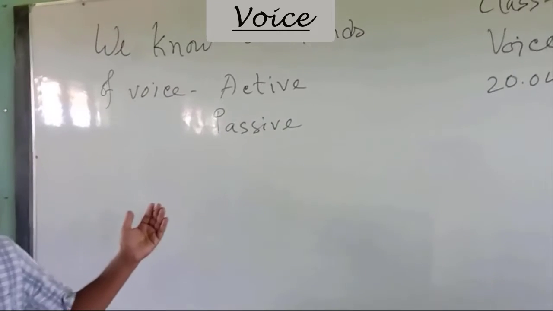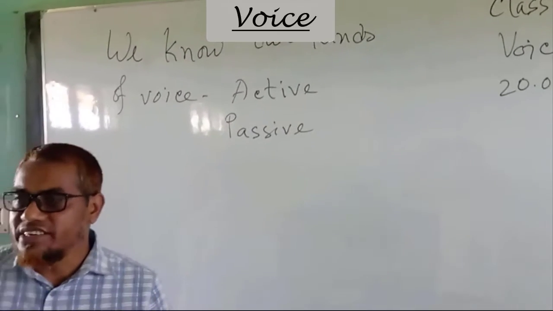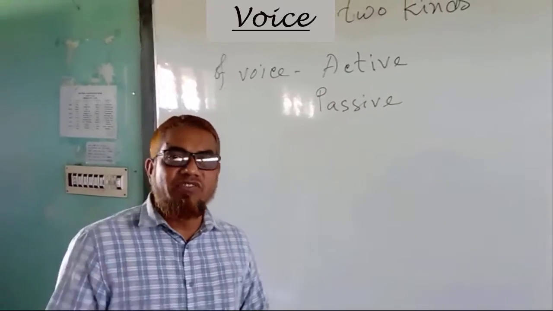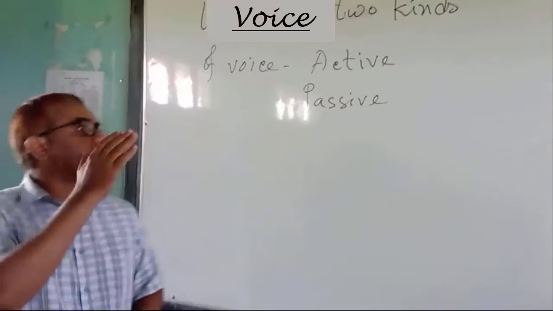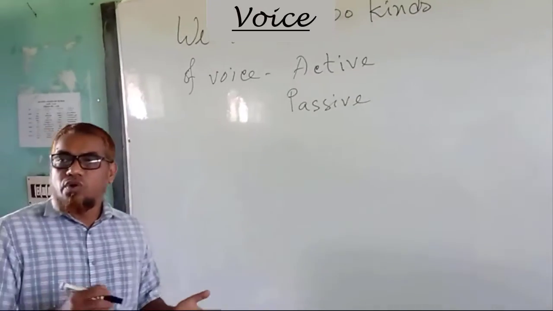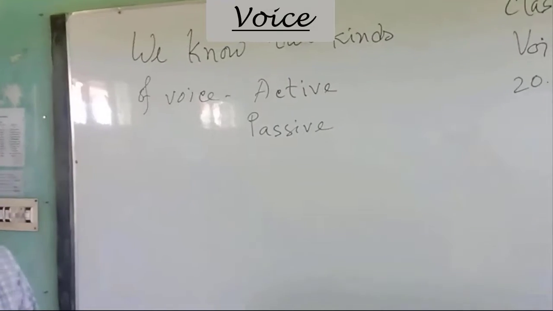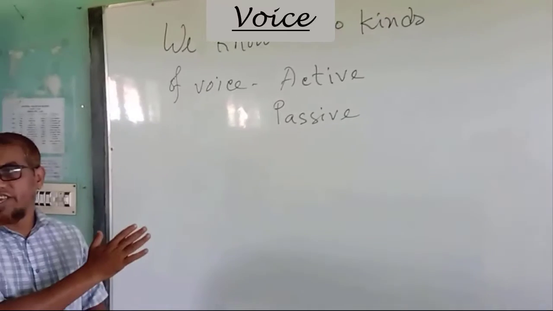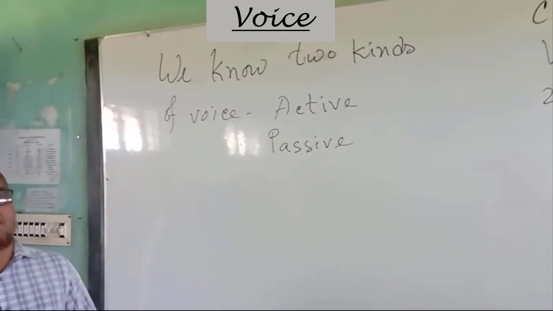In active voice, the doer, that is the subject, does any action actively. And in passive voice, the object is active. Let's know some rules for changing voice. At first, we should know the subject, object, verb, auxiliary verb, modal verb, etc.